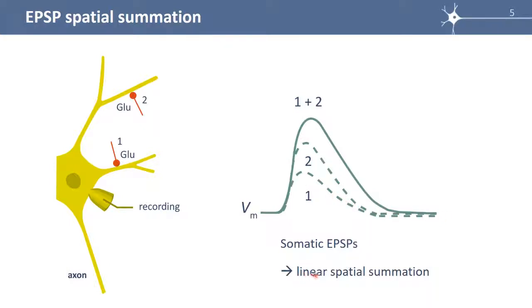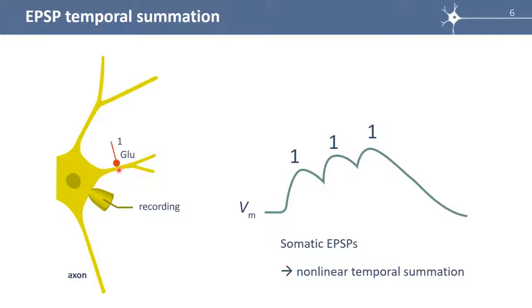We say that there is linear spatial summation of EPSPs. Why is this sum linear? It's because the two synapses are not on the same branch, so there is no interference between each other, and they sum geometrically here in the soma. This is called spatial summation because the two synapses are located in different points of the dendrites. They are not located close to each other. They are on different branches, so this is called a spatial summation.